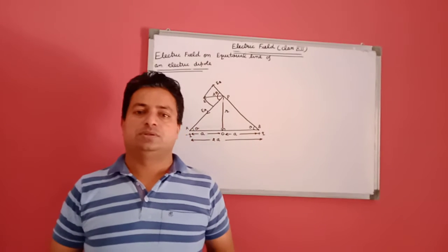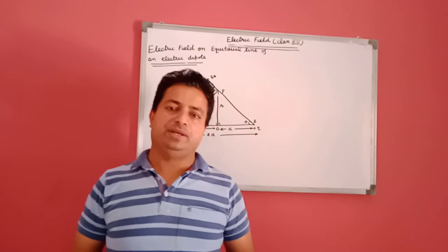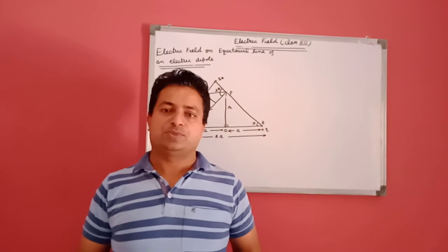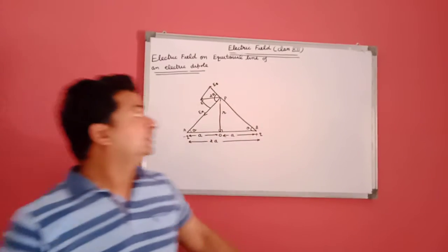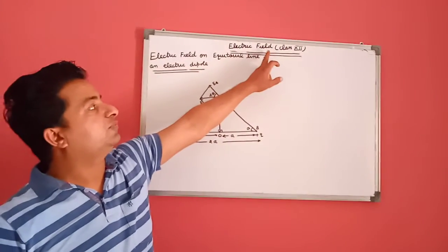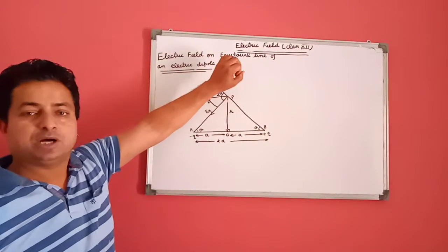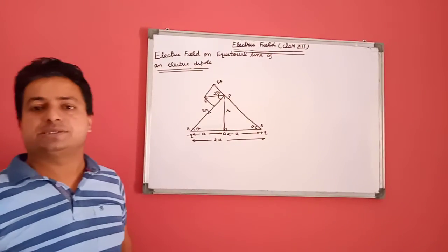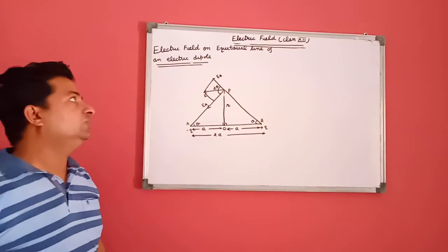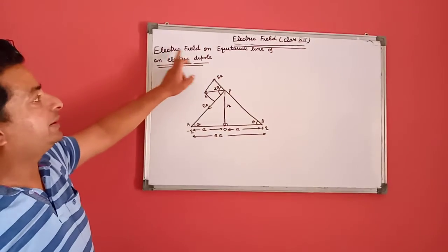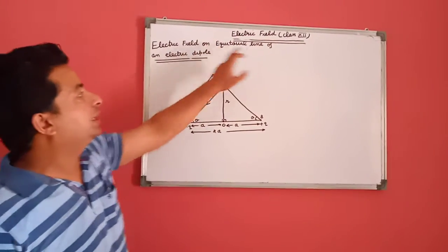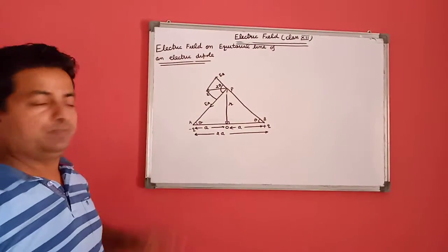Good morning, students. Today we will discuss the remaining topics of class plus 2 physics. That's chapter number 2, electric field. We will discuss this chapter up to electric field on axial line. In this video, we discuss first electric field on equatorial line of an electric dipole.